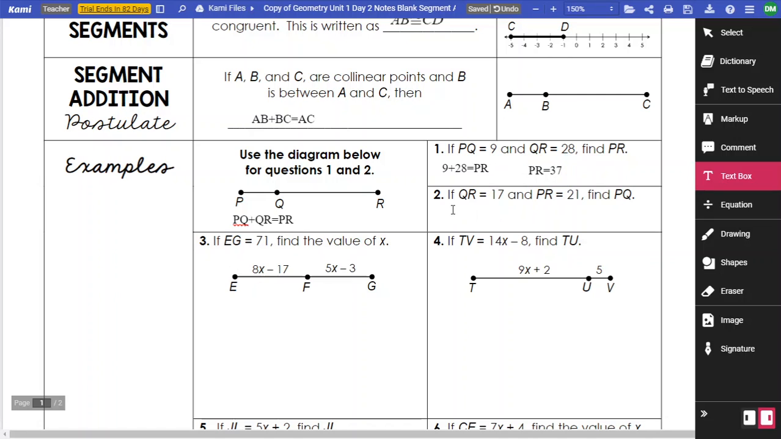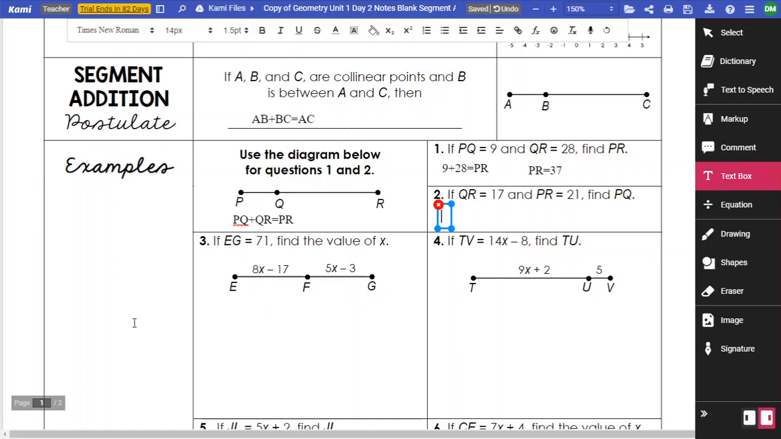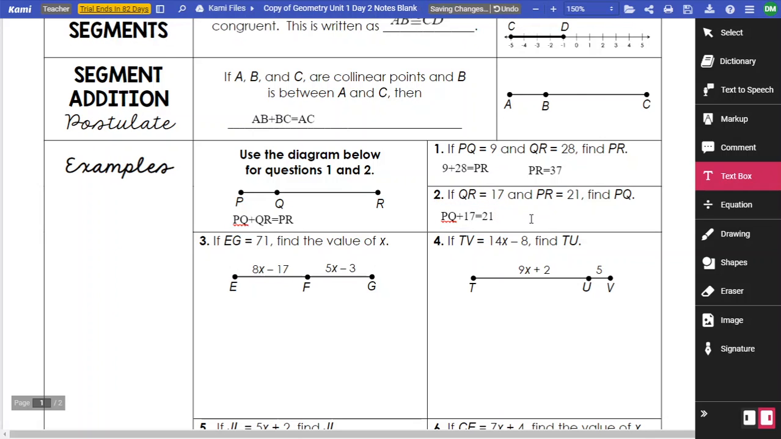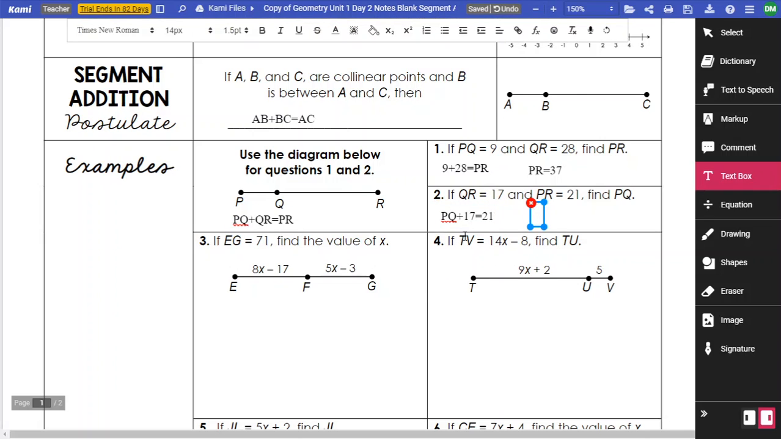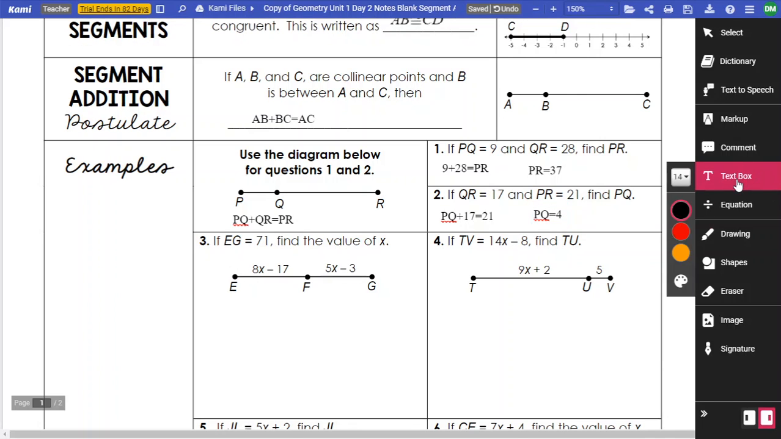Number 2, we can do it again. Let's see. This time we don't know PQ. So we can say that PQ plus QR, which is 17, is equal to PR, which is 21. And from the magic of algebra, which you learned last year, we know that we've got this equation here, and we can subtract 17 from both sides. So if I subtract 17 from the left, I'm left with PQ. And if I subtract 17 from the right, I'm just left with 4. And that is the answer. PQ is 4 units long.